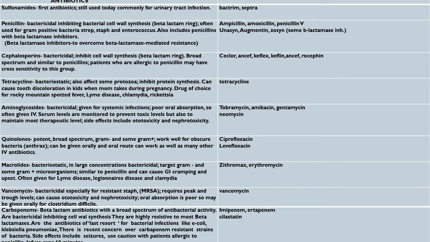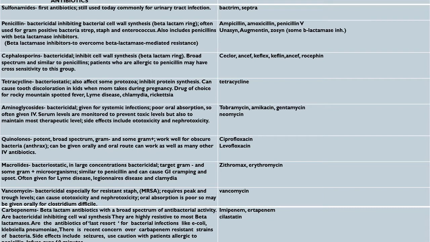Have now been developed to also include a beta-lactamase inhibitor, which inhibits the bacteria's enzyme beta-lactamase from rendering the antibiotic less powerful. And so some examples of simple penicillins are ampicillin, amoxicillin, and penicillin V or penicillin VK. And then some examples of penicillins that have a beta-lactamase inhibitor are Unasyn, Augmentin, and Zosyn. Your book gives some additional information about beta-lactamase inhibitors in antibiotics as well.